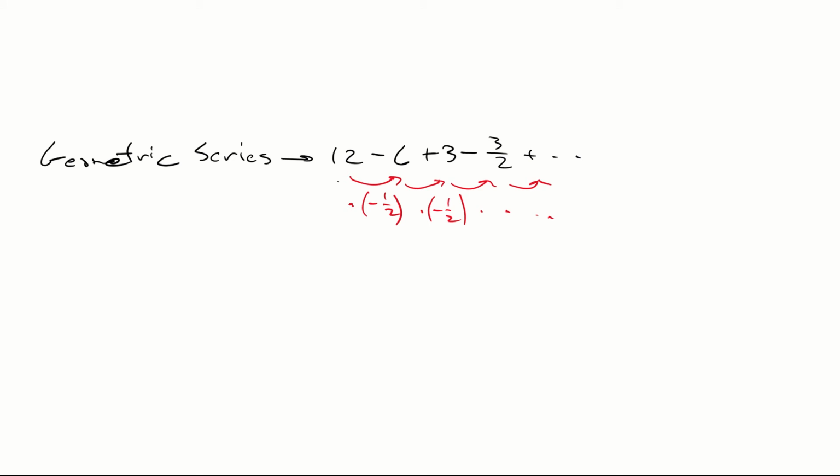I think you might find this in your notes. We had a formula for that: 12 times negative 1/2 to the n minus 1. But in this case, we're actually adding it up, so n equals 1 to infinity. That's what it looks like written in sigma notation. We get a feel for it jumping from term to term: we are multiplying by the same number over and over again.